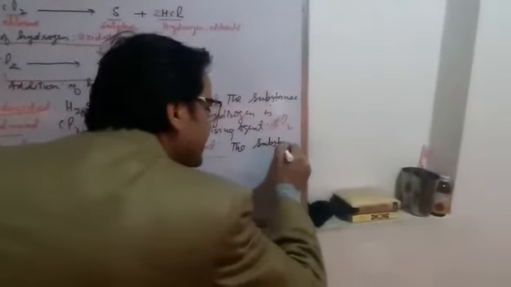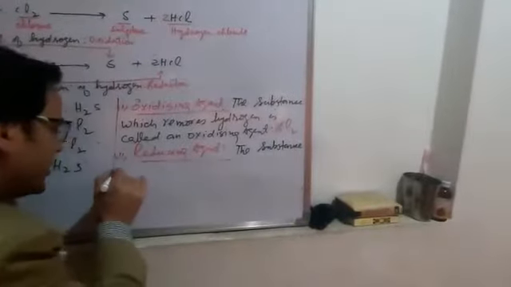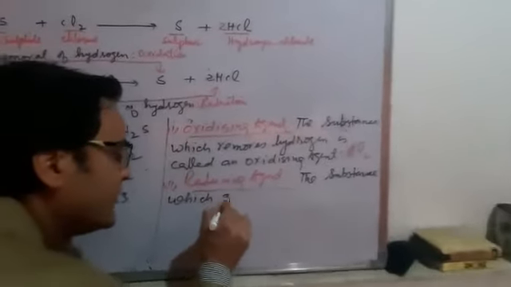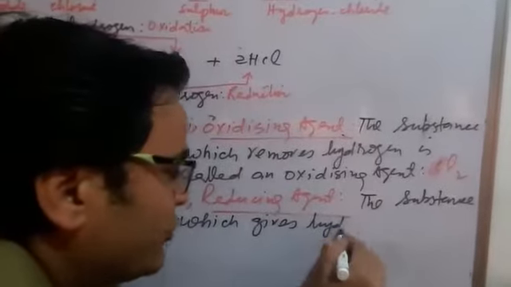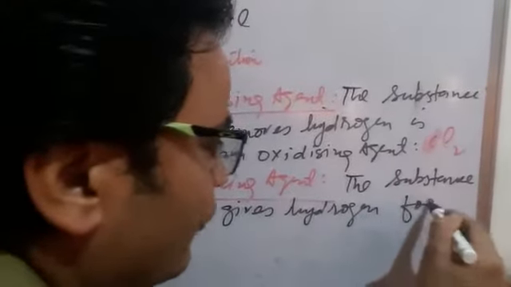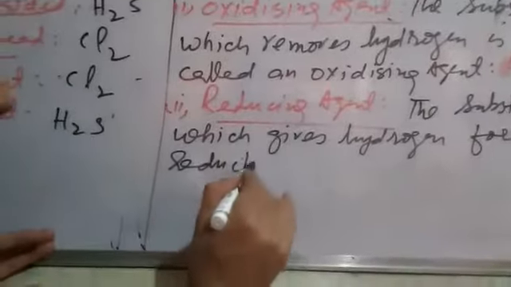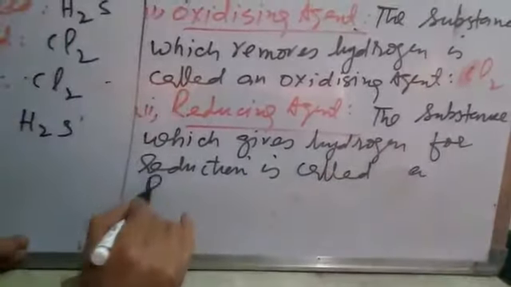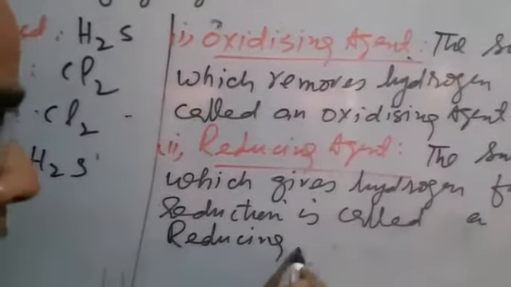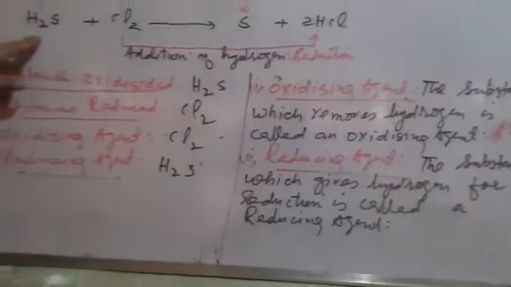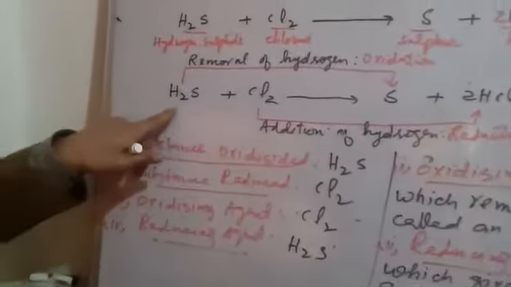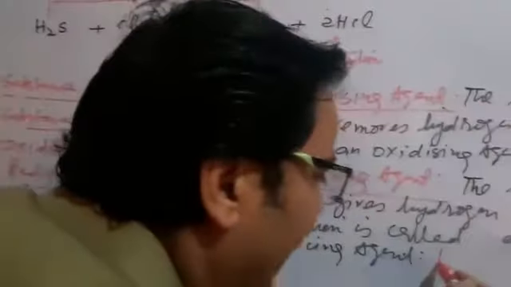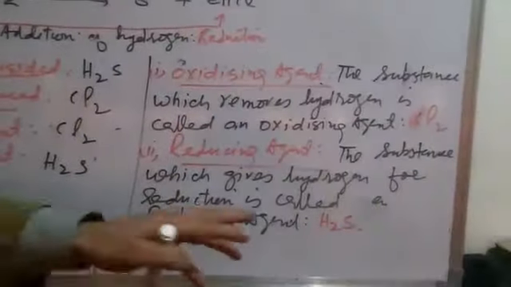So I will write here: the substance which gives hydrogen for reduction is called a reducing agent. So here the reducing agent in this reaction is H2S, because it gives hydrogen for reduction. So I can write here H2S is the reducing agent in this reaction.